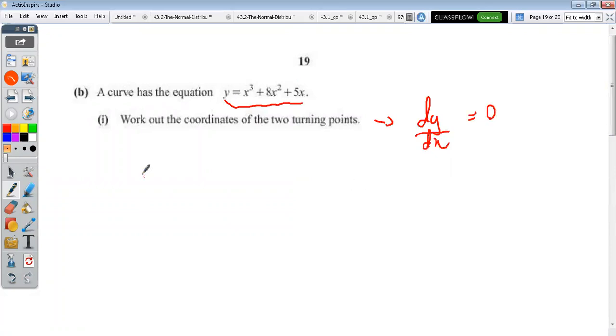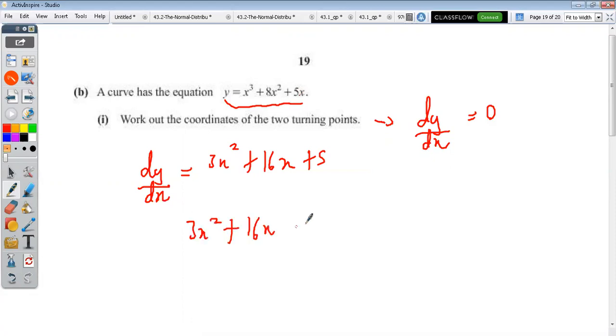Gradient, so let's calculate the gradient. 3, reduce this by 1, x squared. Multiply by 8, 16. Reduce this by 1, x. Then we said differentiation of x is always 1, so it's plus 5 there. So it means 3x squared plus 16x plus 5 is equal to 0.